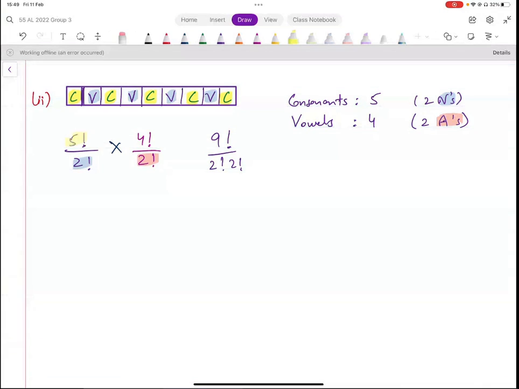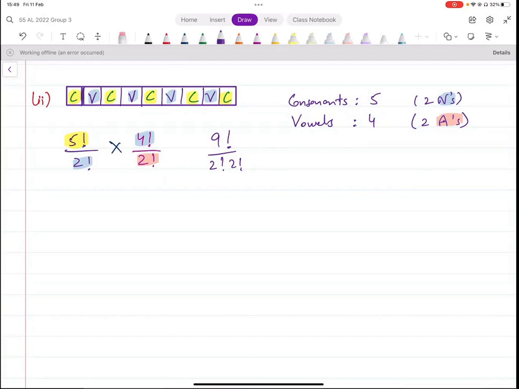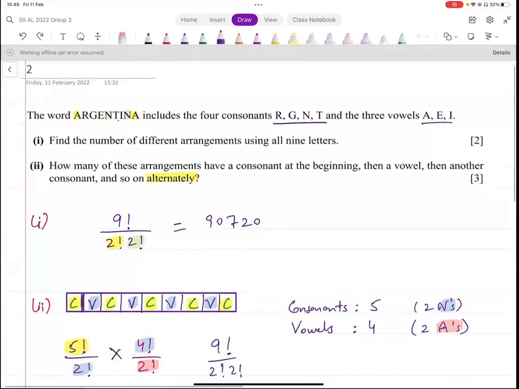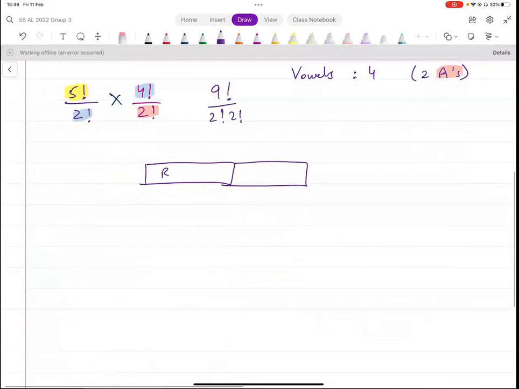Here the question was that the consonants should be together and the vowels should be together. The answer will be the same, right? If the consonants had to be together and vowels had to be together, then we would have two boxes like this. In one of them, you'll have 5 consonants. Let me just write them here. Which ones were they? Argentina. So we have R, G, and 2 N, P, N. Then 4 vowels: A, E, I, and then another A.